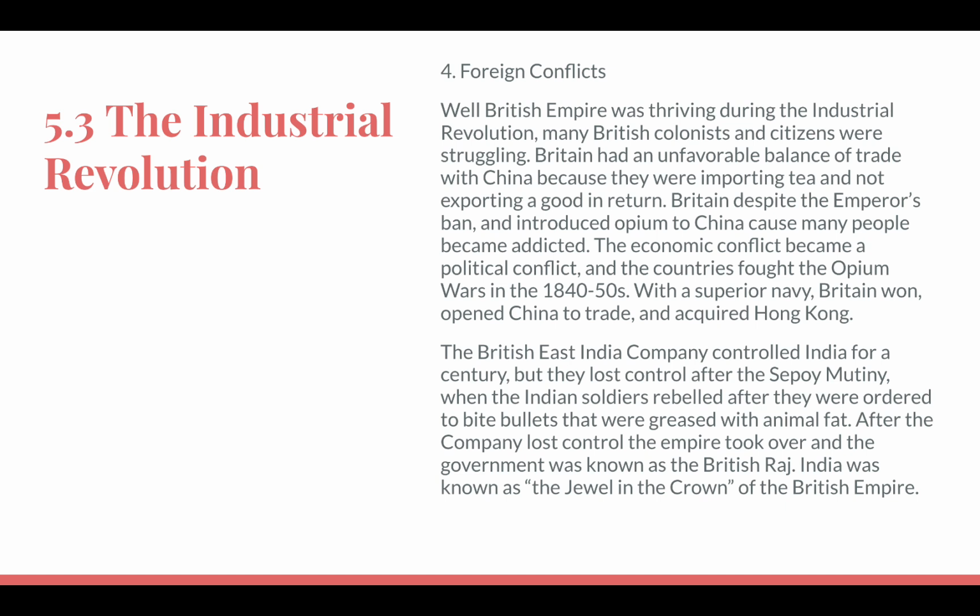The British East India Company controlled India for a century, but they lost control after the Sepoy Mutiny, when Indian soldiers rebelled after they were ordered to bite bullets that were greased with animal fats. This regulation angered the Indian people because India has 2 major religions. One is Muslim, who do not eat pork, and the other is Hindu, who do not eat beef. After the company lost control, the empire took over, and the government was known as the British Raj. India was known as the jewel in the crown of the British Empire.